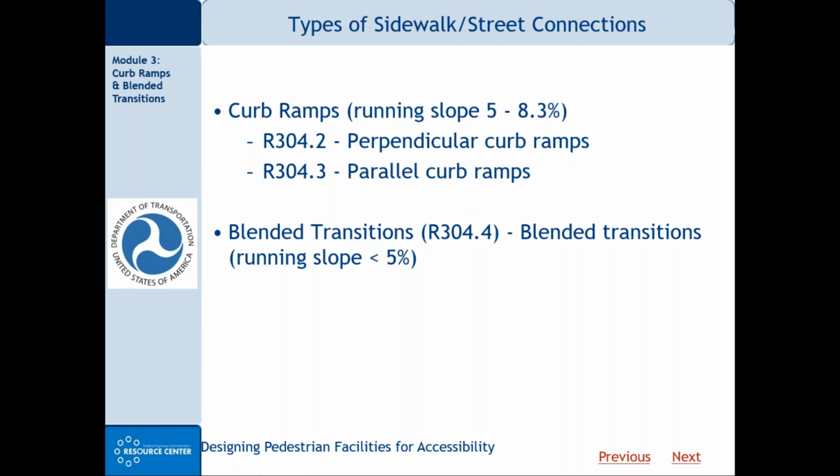So we've talked about the PAR and we've talked about the basics of curb ramps. Now what I'd like to talk about is the types of sidewalk to street connections, and there's actually 3 of them. There's 2 types of curb ramps, perpendicular and parallel curb ramps, and then something called the blended transition. We'll now talk about each of these in more detail.